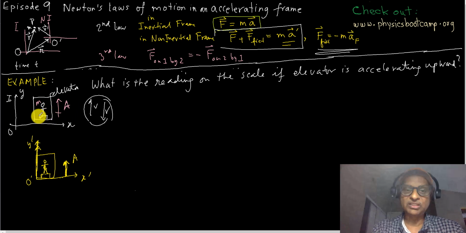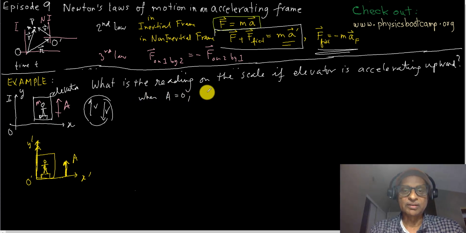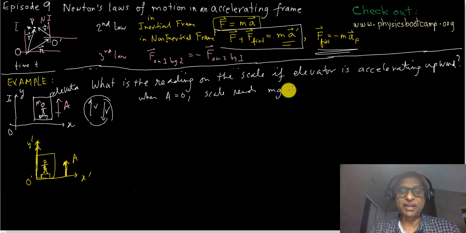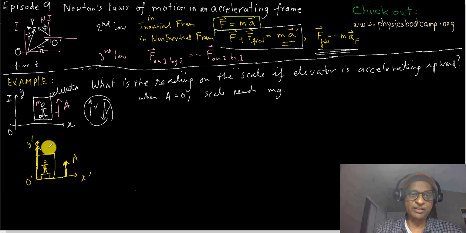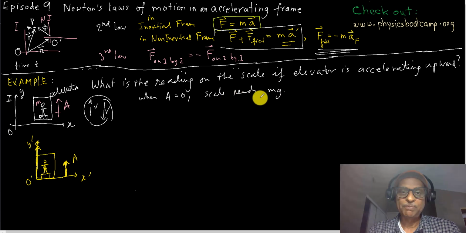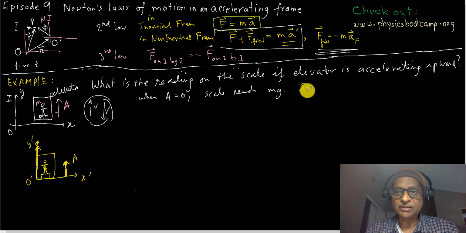Will it read mg? When the acceleration is 0, the scale reads mg, right? And the question is, why does it read mg? If you understand that, then you'll be able to set it up and answer this question. To understand this, you have to look at what the scale reads. The scale reads the normal force.